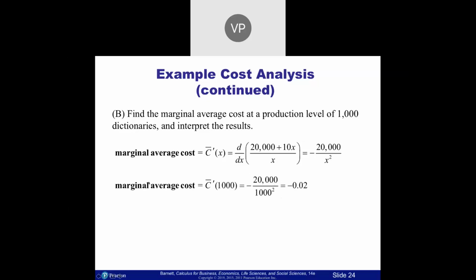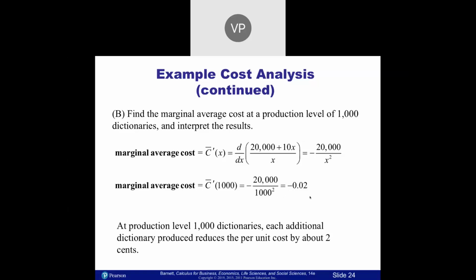Excuse me. So now we get this. They want to find the marginal average cost at 1,000. So we found the marginal average cost formula right here, negative 20,000 over X squared. Now you plug in the 1,000 and you get a negative 0.02. Okay, so what they're saying is your marginal average cost is expected to go down about 2 cents every time you go up there.